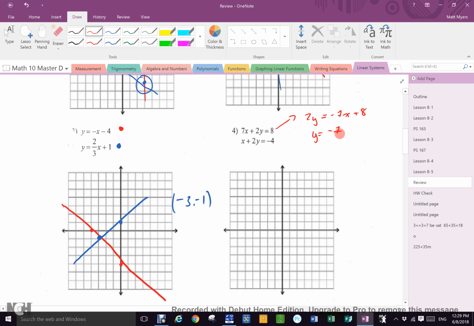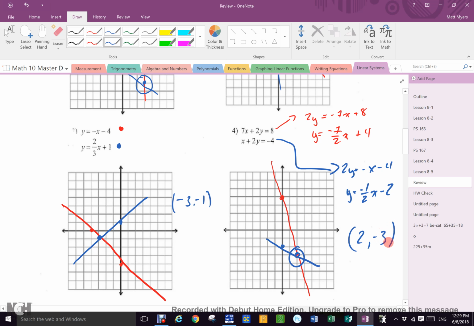Y equals -7 over 2x plus 4. 1, 2, 3, 1, 2, 3, 4. Down 7, 1, 2, 3, and right 1, 2. There's your line. And then this one is 2y equals -x minus 4. Y equals -1/2 x minus 2. Minus 2. Down 1 over 2. There it is right there. And it is 2, -3.